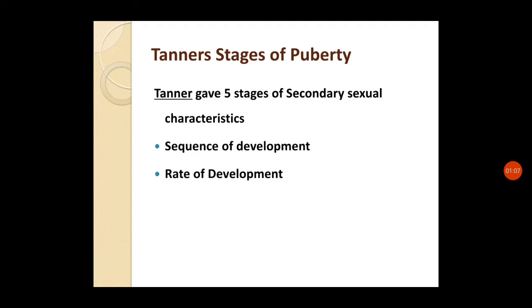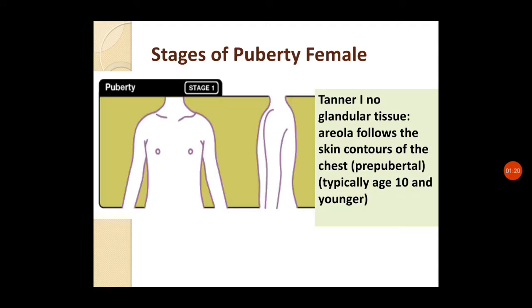This is based on the sequence of development and the rate of development. Two things are considered in this classification: sequence of development and rate of development. So first we can see Tanner stage 1. In females, we will be considering two things: the breast development and the pubic hair growth.